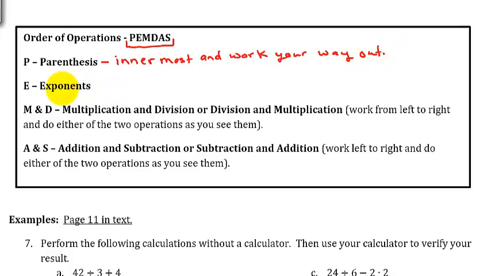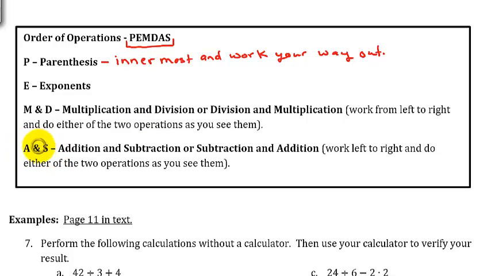And then the second thing that you want to look for is exponents. So first you take care of all the parentheses that you have in a problem, and then you go on to exponents. And you're going to compute any exponents that you have in a problem. Then I have M and D written together here because it's multiplication and division, or division and multiplication. You do whichever of these two operations you run into first, working from the left to the right.